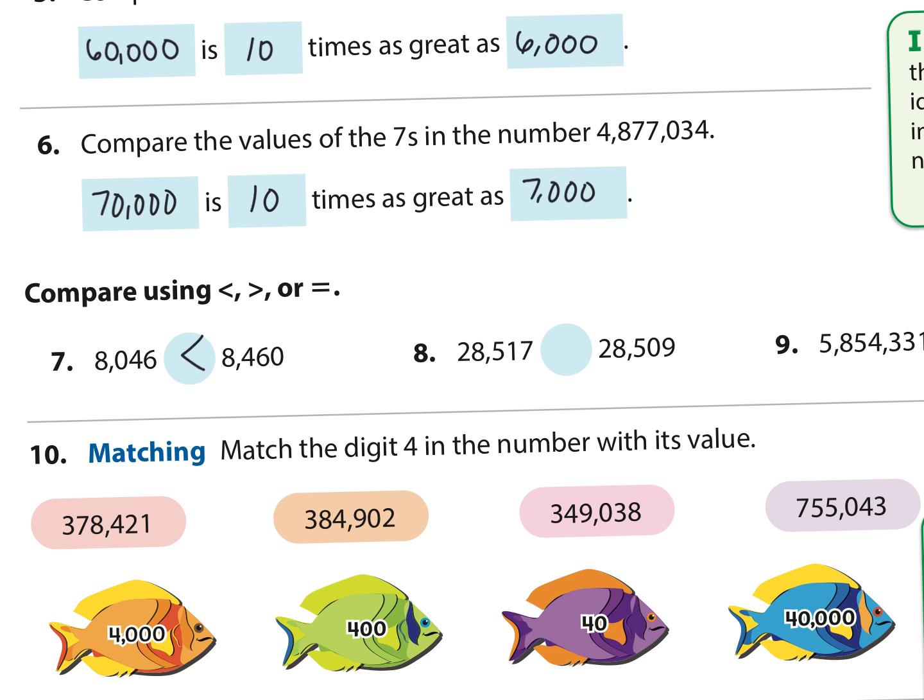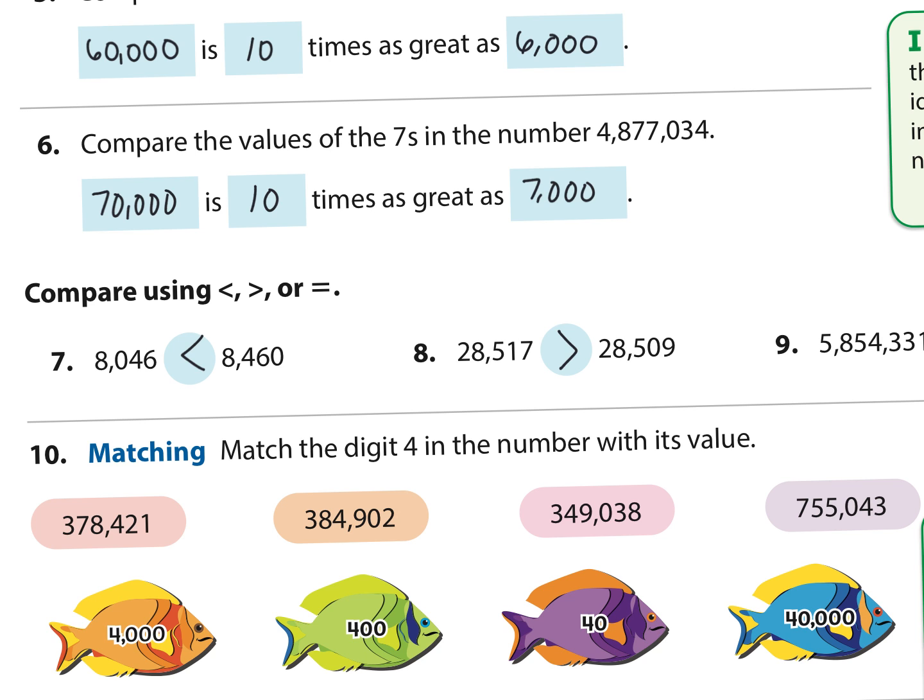Okay, number 8, 28,517. We're comparing it to 28,509. How am I going to answer this one? Jason. 28,517 is greater than 28,509. Perfect.